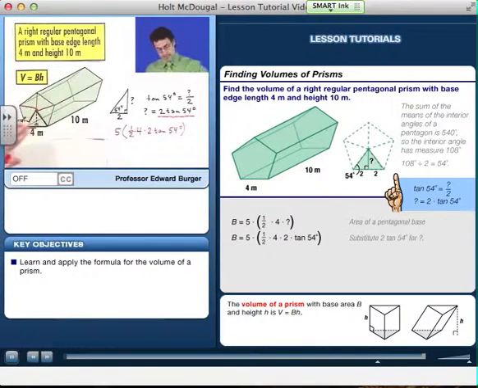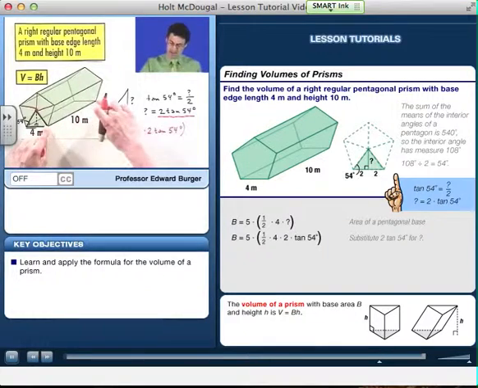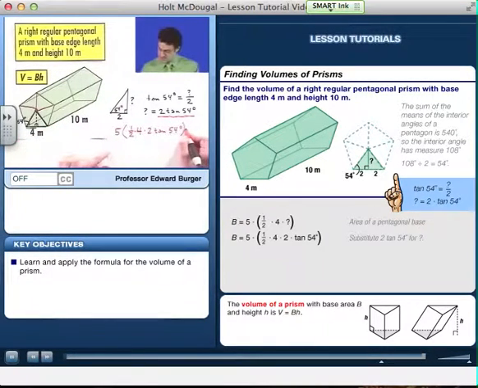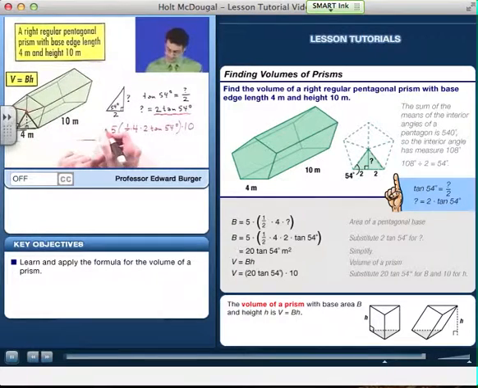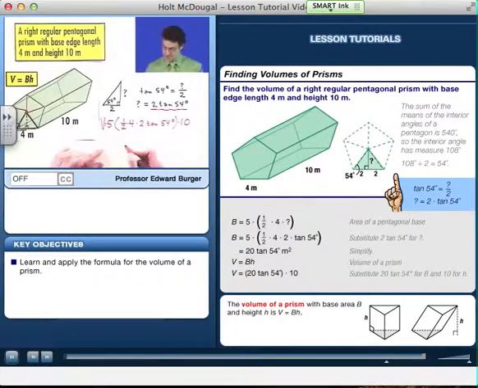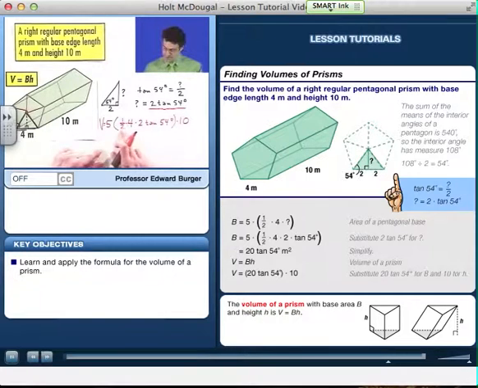So that's the base, and then I have to multiply it by the height, which in this case is 10. So I've got to multiply the whole thing by 10. And so that is the total volume. And now we can simplify this a little bit. In fact, we see this is just a 4 tangent times the 5 is going to be a 20 tangent, and 20 times 10 is 200. So I see the volume is 200 times the tangent of 54 degrees.